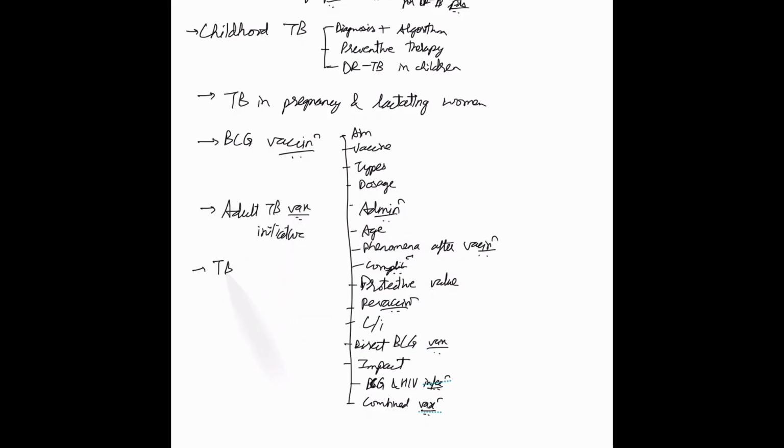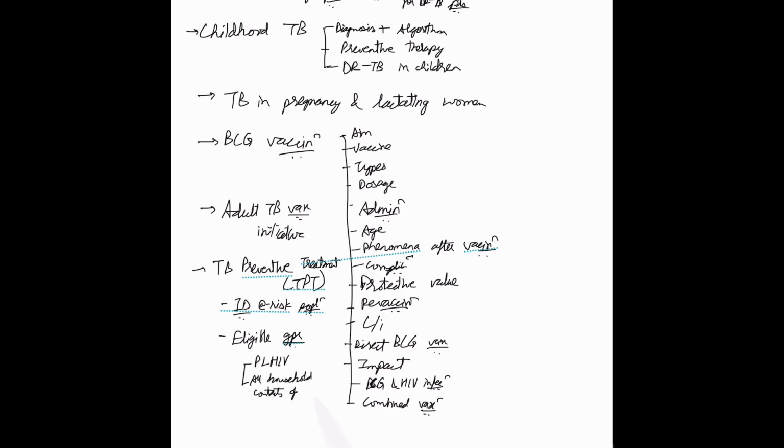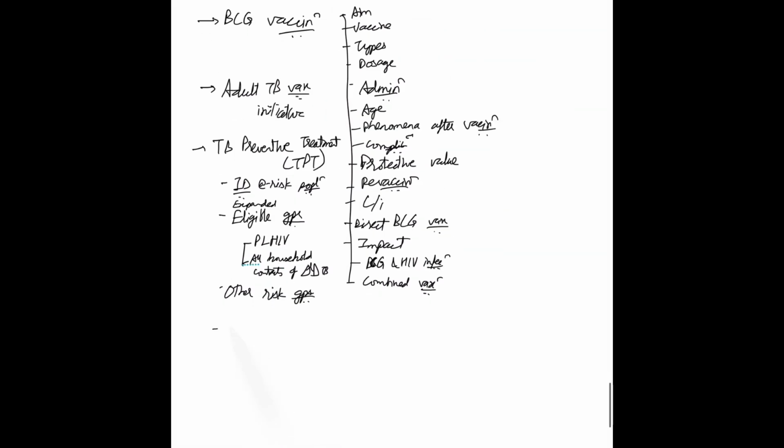We also learn about the Adult TB Vaccination Initiative and TB Preventive Treatment or TPT, in which you have to identify the at-risk population, see the eligible groups, that is people living with HIV and all household contacts of pulmonary TB, other risk groups, and tests for TB infection and TPT for each risk group that I listed above, and the contraindications. Then we also deal with rehabilitation, TB surveillance, and the role of hospitals in the same.